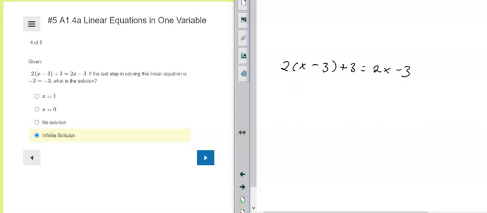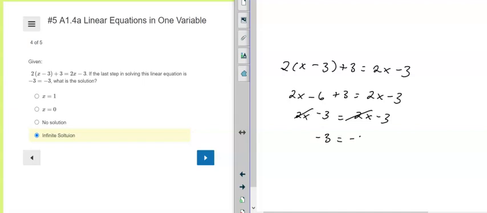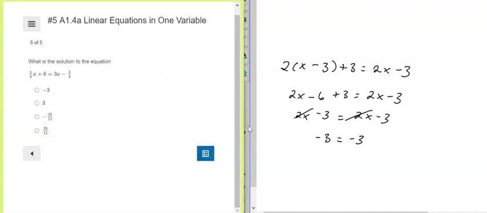All right, I'm going to go ahead and distribute the 2, so that's 2x minus 6 plus 3 equals 2x minus 3. Negative 6 plus 3 is negative 3. Bring everything down. And see how I have the same thing on both sides? If I cancel those out, I have this. If I cancel out the 3, then I'll still have 2x equals 2x. So anything I do, I'm going to end up having the same thing on both sides. So that means it's infinite solutions. Okay? All right, one last problem.